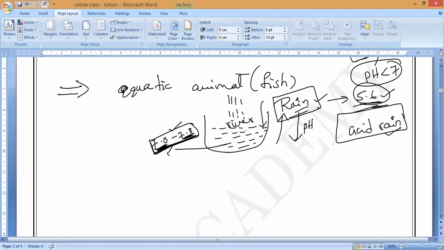Now, in any kind of pond or lake, too much acid rain can lower the pH value of the water present in a lake or river to such an extent that it makes the complete river water acidic in nature. Acidic in nature.